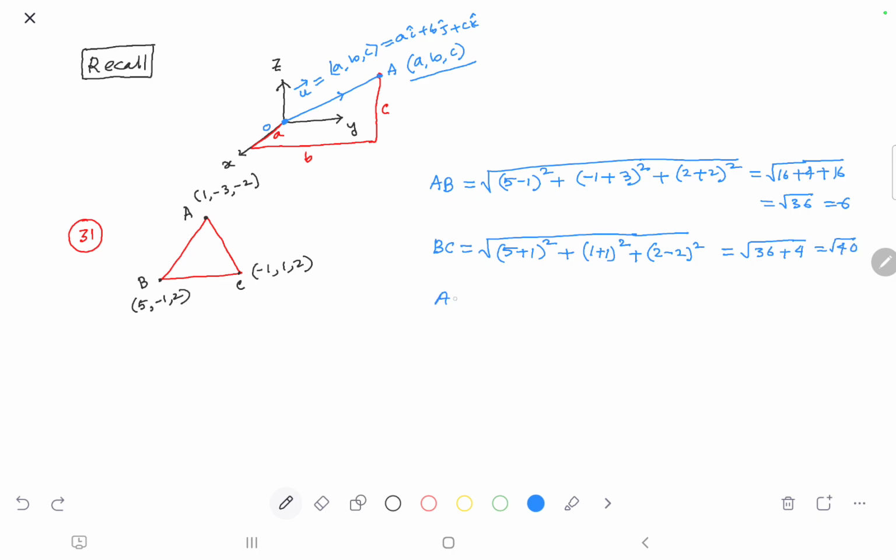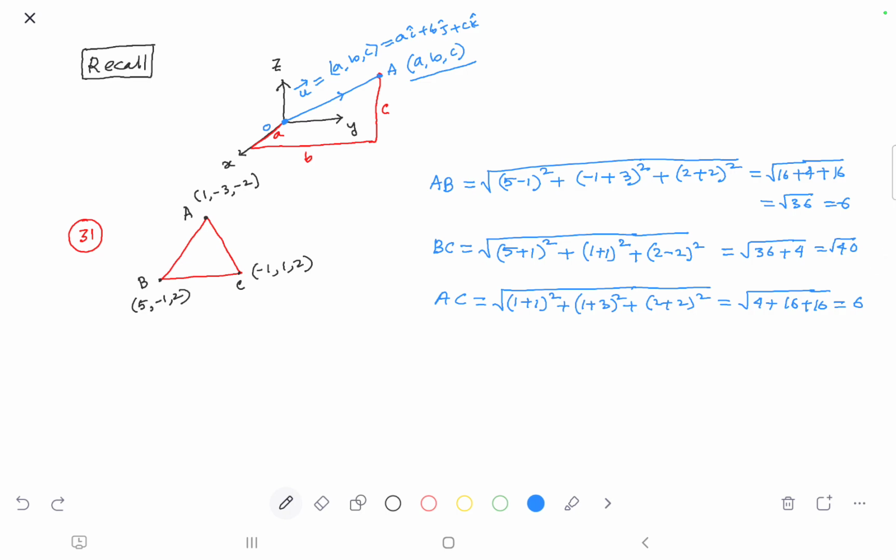Now what is AC? AC will be square root of (1 plus 1) whole square plus (1 plus 3) whole square, and then (2 plus 2) whole square. So what are we getting? 2 square is 4, 4 square is 16, and 4 square is 16. So we are getting here 6. Is it okay, Mayan? Fine.